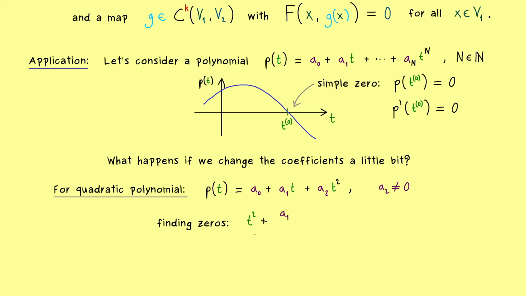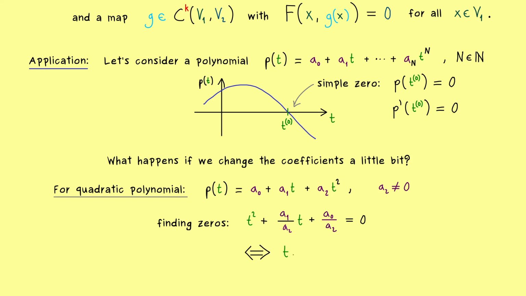So we have t squared plus a1 divided by a2 times t plus the constant a0 divided by a2 as well. And that's it, and this should be equal to 0. And now by applying your school knowledge, you can write down the general solution formula for this.